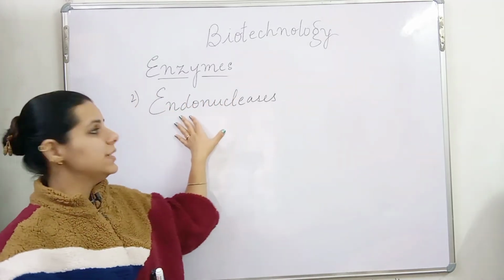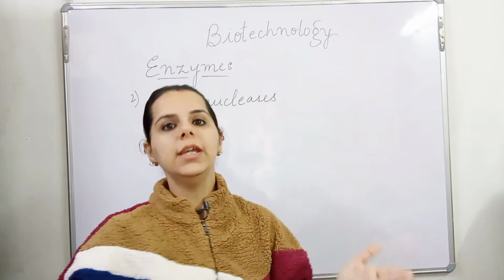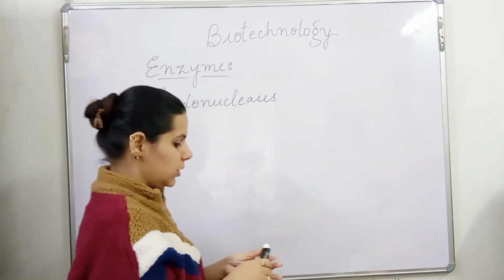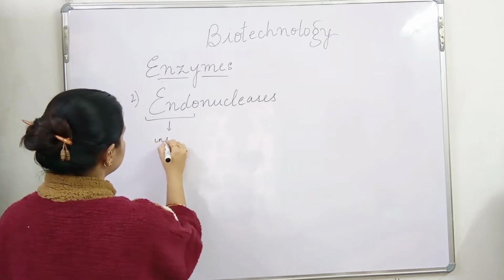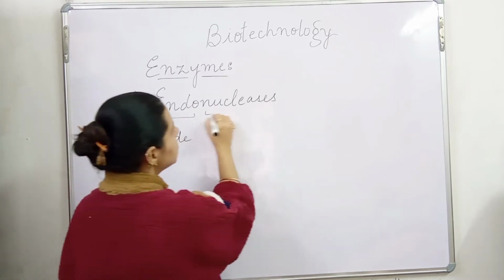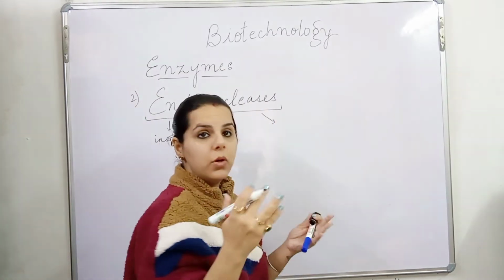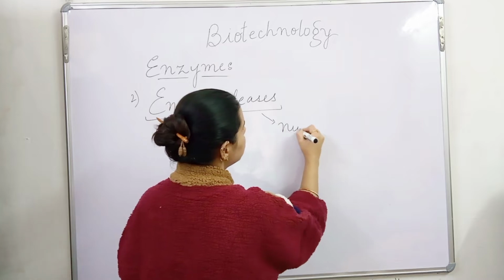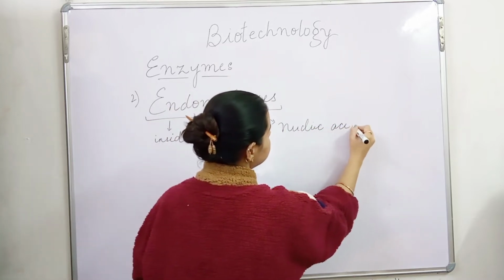So endo means inside, and nucleases are the enzymes that break down the bonds between the nucleic acids inside the nucleic acids.